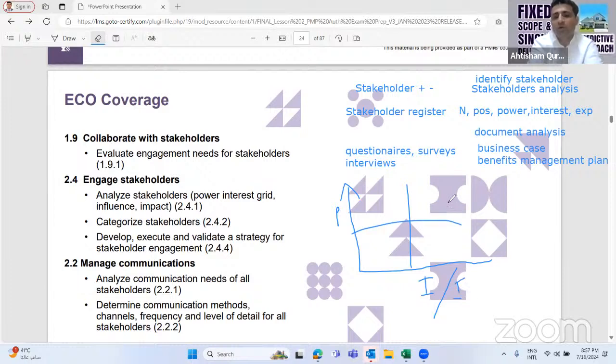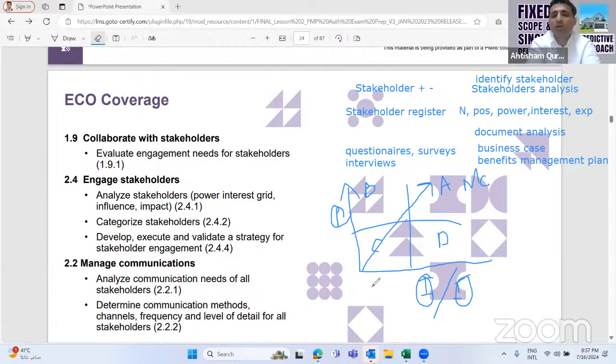I want to know which stakeholder falls in this box, and which stakeholder falls in this box. The stakeholder who has a lot of power as well as interest is stakeholder A. They have power and they have interest. So power and interest, or power and influence, whatever, if they have both, I will manage them closely.